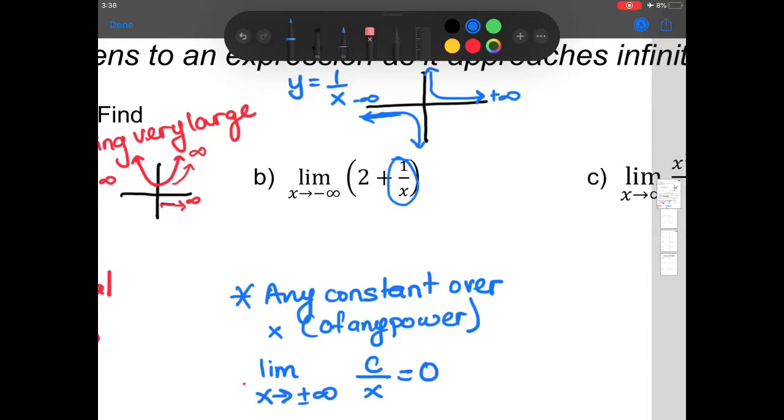So what can I conclude? If I have any constant over x to any power, as x approaches positive or negative infinity, that constant over x is always going to be 0. This is what I can conclude, and I just showed it to you on the graph. Here, the limit of a constant is always a constant, right? We did that earlier, so it will be just 2. Plus, we know this is what? My y is approaching 0. So my answer is 2.